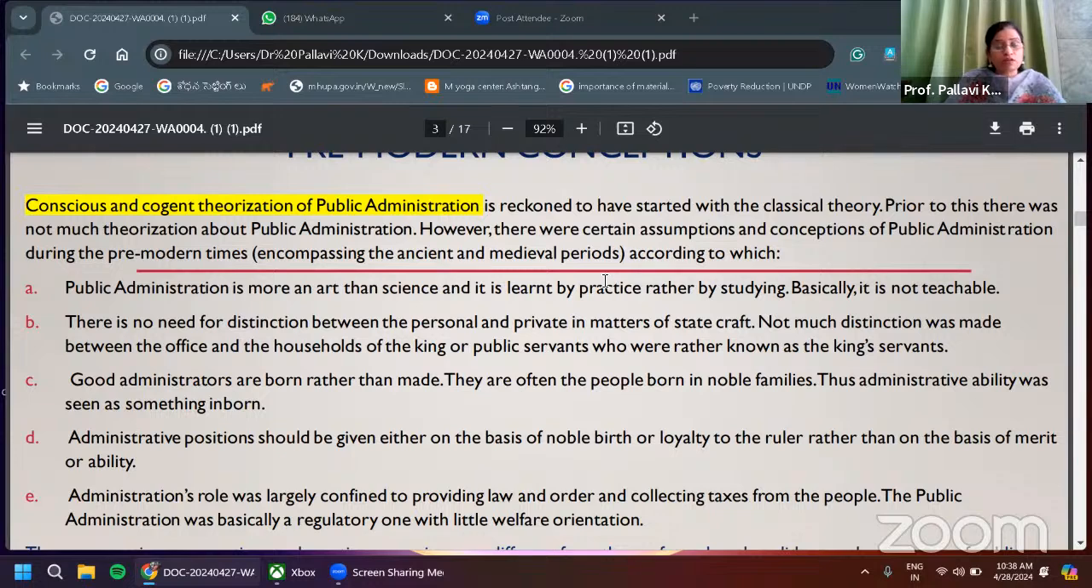And good administrators are born rather than made. When we come across different people in our daily lives, we see different leaders. They may be political leaders or administrators, IAS officers or IPS officers, whoever they are, the people in supreme authority. So what do you think? Good administrators are born rather than made. This was the concept assumed during those times.